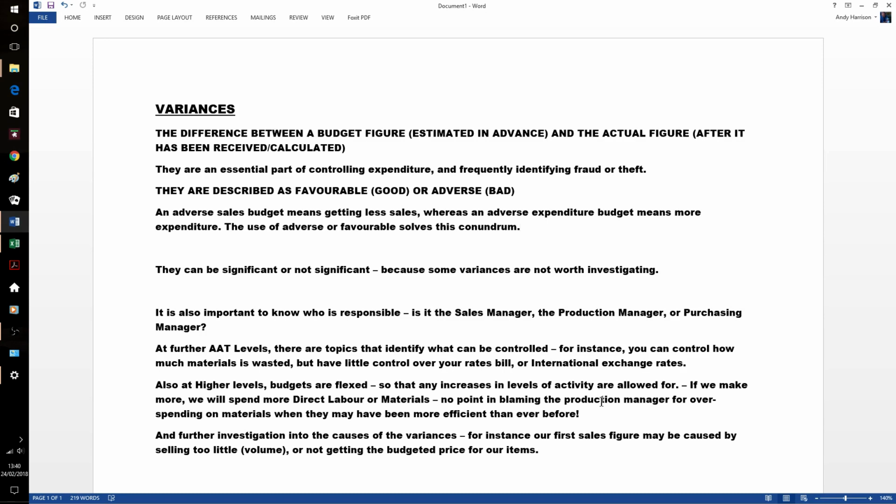Our first sales figure we're going to look at on the spreadsheet might be caused by selling too little volume. We haven't sold enough units or chargeable hours, or we haven't got the budgeted price, so we've had to give things away cheap, or we may have got a better price for our items or hours.